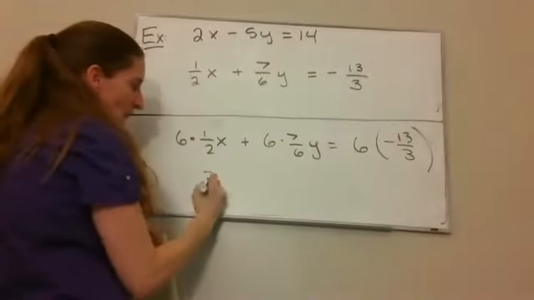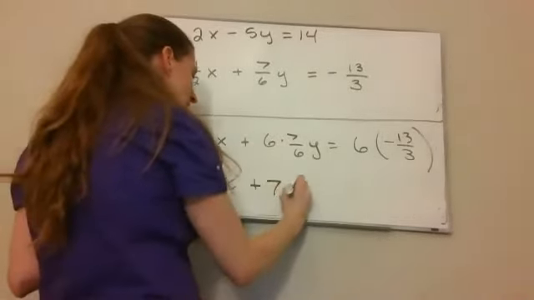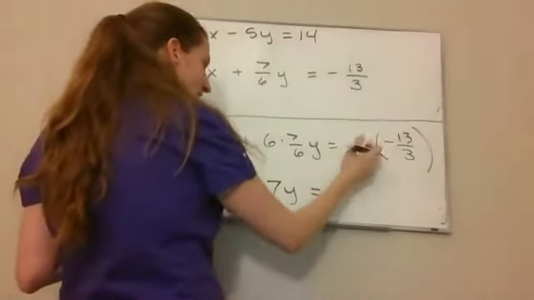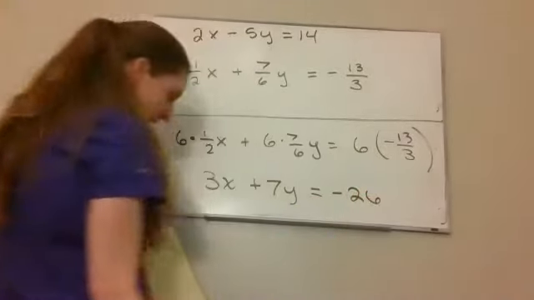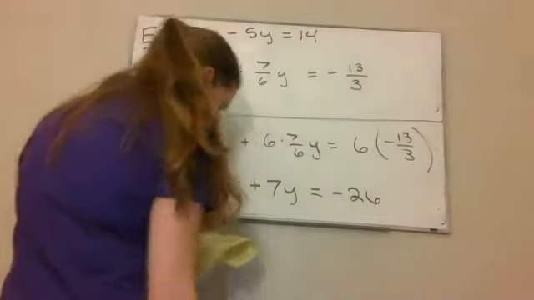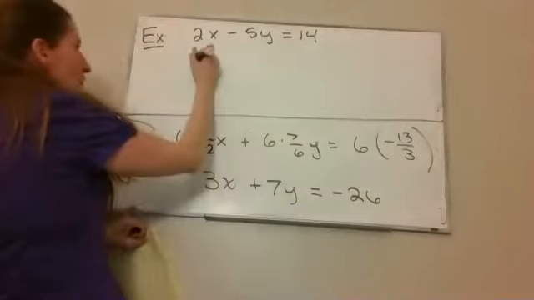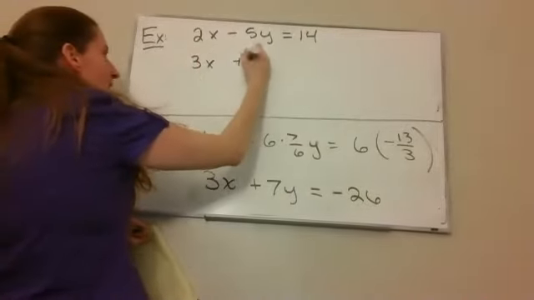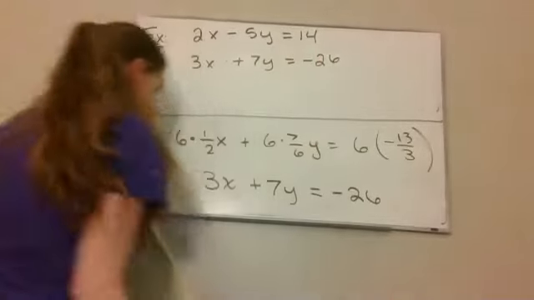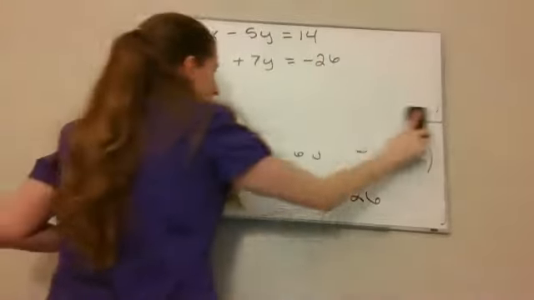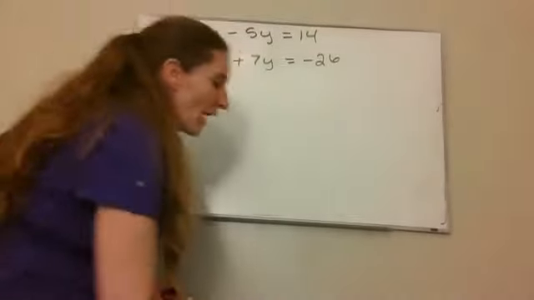Six times 1/2 is 3. 6 times 7/6 is 7. And then 6 times this negative 13 over 3 is negative 26. So that second equation here that had all those fractions, I can now write it as 3x plus 7y equals negative 26. All right, so now I have both equations in standard form and I have no more fractions.